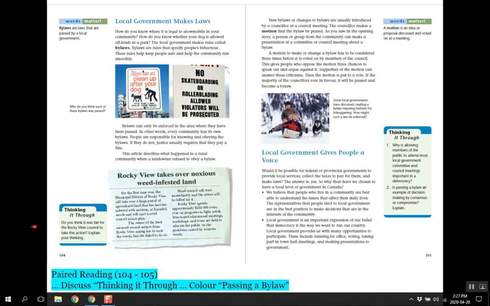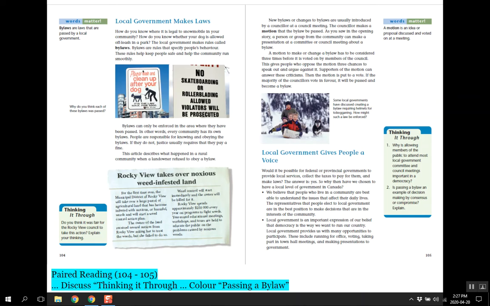Thinking it through. Do you think it was fair for the Rocky View Council to take this action? Explain your thinking. New bylaws or changes to bylaws are usually introduced by a councillor at a council meeting. The councillor makes a motion that the bylaws be passed. As you saw in the opening story, a person or group from the community can make a presentation at a committee or council meeting about a bylaw.